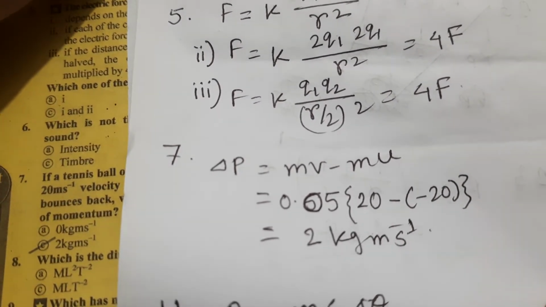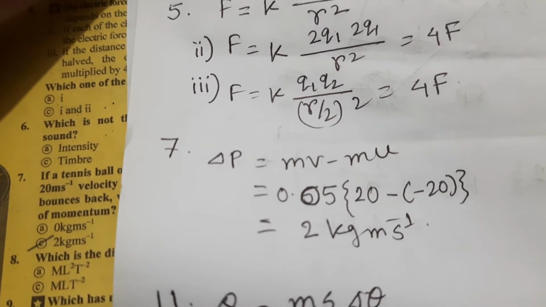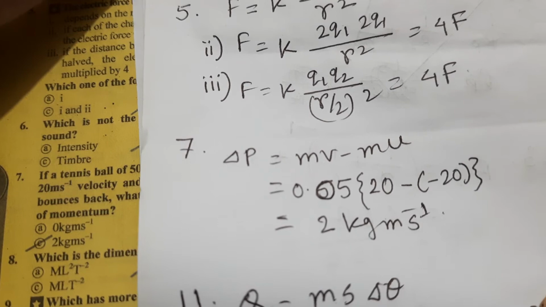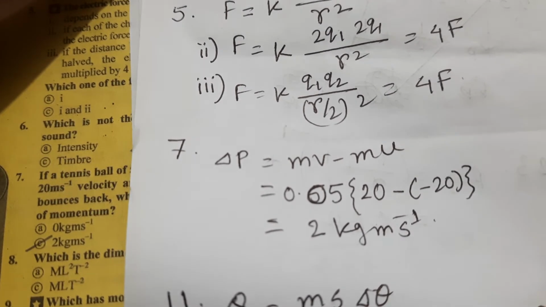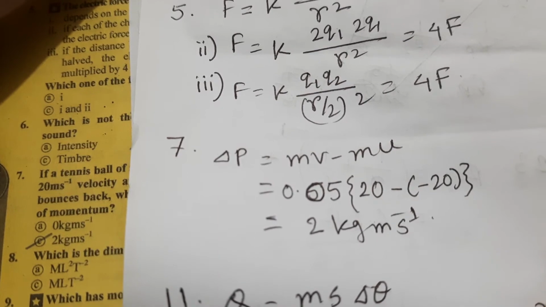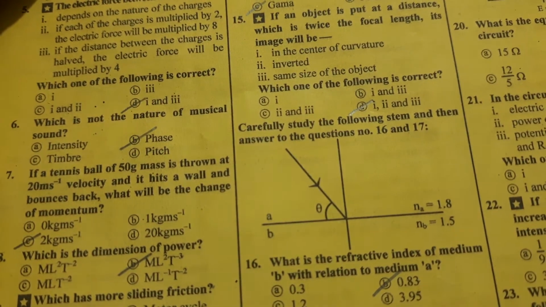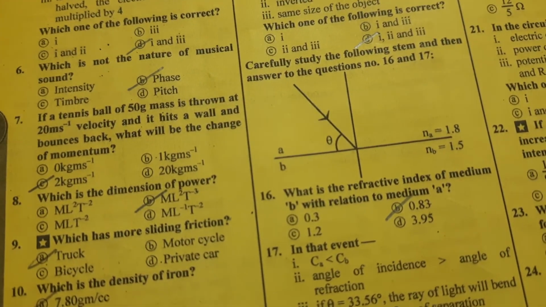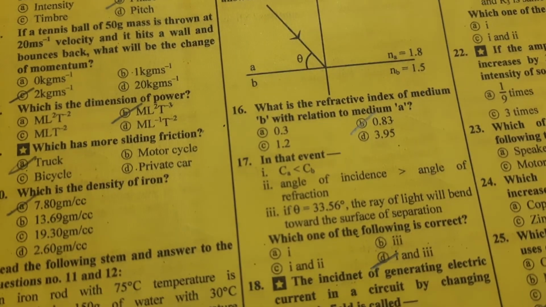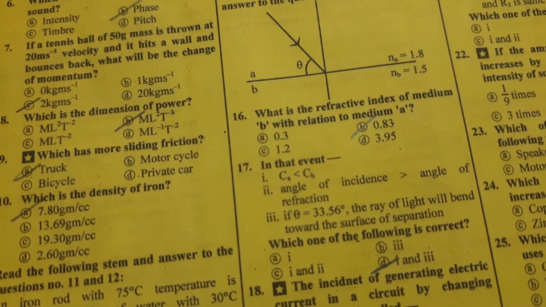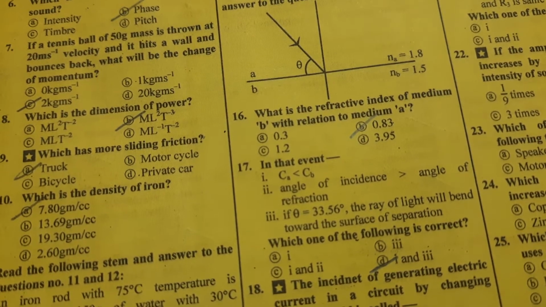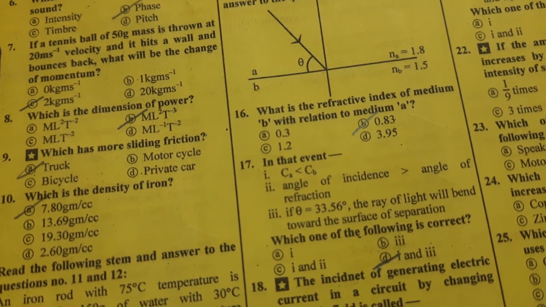Change in momentum del p equals mv minus mu. Here m is common. The mass of this tennis ball is 50 grams, so 0.05 kg. With 20 minus minus 20, after calculating we get 2 kg meter per second. So the answer is 2 kg meter per second, option C. Question number 8. Which is the dimension of power? The dimension of power is M L squared T to the power minus 3. So the answer is option B.